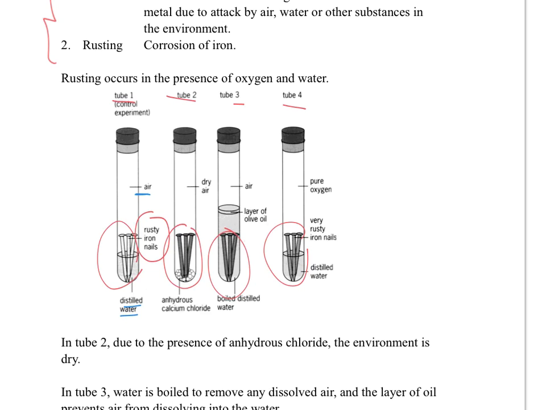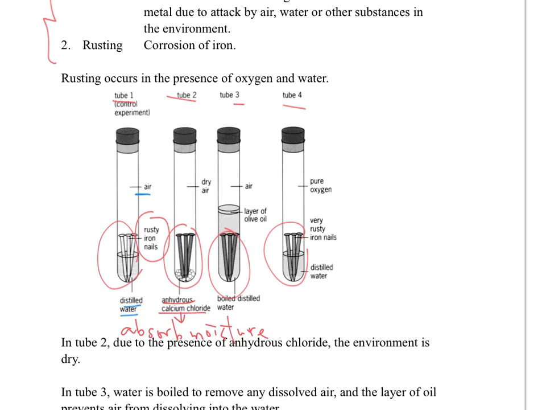After some time, we discovered that the nail here is rusty, with rust. Rusty is the adjective of rust. For the second tube and the third tube, we try to modify the condition for the iron nails. In tube 2, we add some anhydrous calcium chloride. What is the function of this? It is to absorb the moisture, or you may simply write that it absorbs water vapor in the tube.